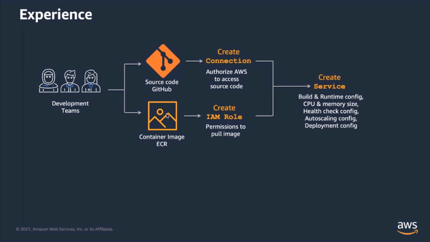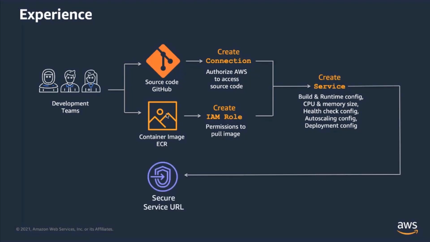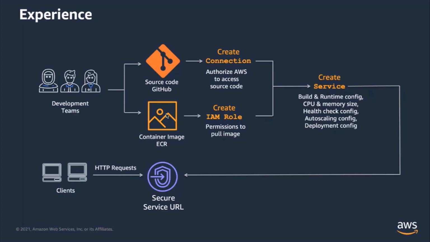You give us your build and runtime configuration. You configure CPU memory size for your application. There's some basic health check, auto-scaling deployment config, and it's just one API call to get your service stood up. And out you get a service URL in the response against which your clients can start to make HTTP requests. And within your account, you will see no EC2 instances, no Fargate tasks, no auto-scaling group, no load balancer, none of that.